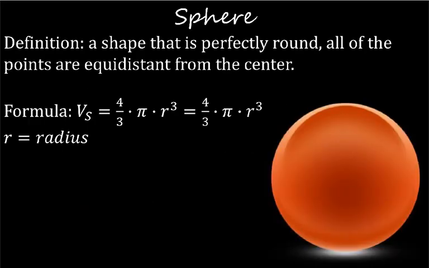Our last shape is a sphere. A sphere is a shape that is perfectly round. All of the points are equidistant from the center. So we can think of the center there, and then that will be the radius of an infinite number of circles. And there are all kinds of circles running around there in the sphere. The volume for a sphere is 4/3 times pi times the radius cubed.